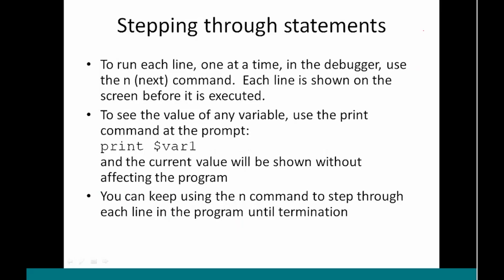To run each line one at a time in the debugger, we can use the next command or the n command. Each line is shown on the screen before it gets executed. To see the value of any variable, use the print command at the prompt, for example print $1 will give you the particular value of the variable, and the current values can be shown without affecting the program. And similar to other debuggers, we can use the n command to step through each line of the program until termination.